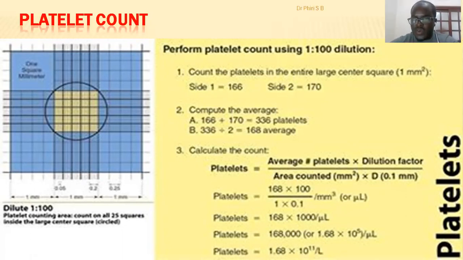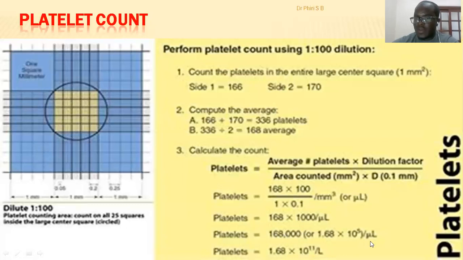So you factor it into your calculation now. The calculated platelet count after you counted with the microscope will be equal to the average number of platelets, which is 168, multiplied by the dilution factor, divided by the area counted, multiplied by the depth. So you can see here, 168 multiplied by the dilution factor, in this case 100, divided by the area counted, which is 1, multiplied by the depth, which is 0.1. When you do your calculations here, it will give you 168,000 platelets per microliter of blood.